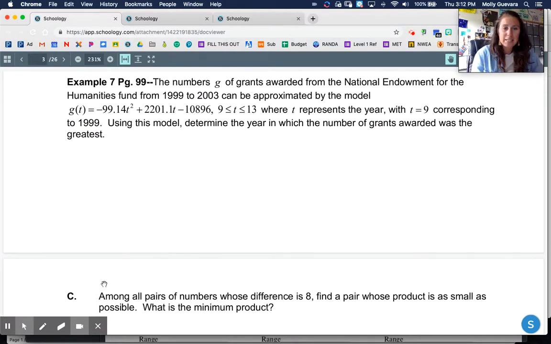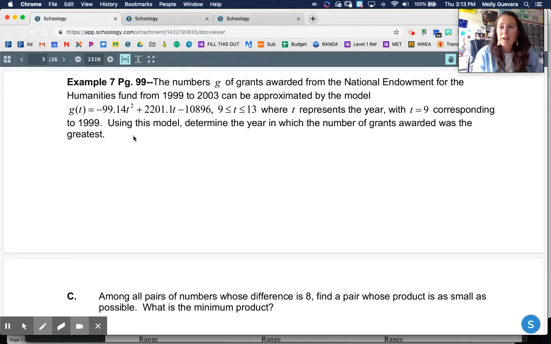So let's read this. It says the number G of grants awarded from the National Endowment for the Humanities Fund from 1999 to 2003 can be approximated by the model G of T, where T is between 9 and 13, because T is years, right? So 9 corresponds to 1999, and then 13 would be 2003. And it says using this model, determine the year in which the number of grants awarded was the greatest.